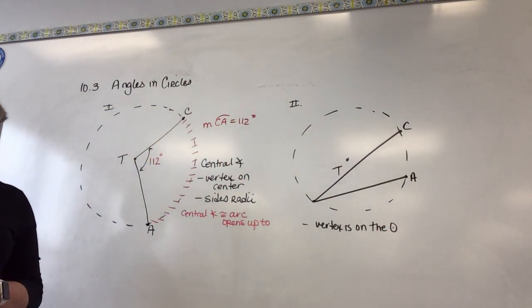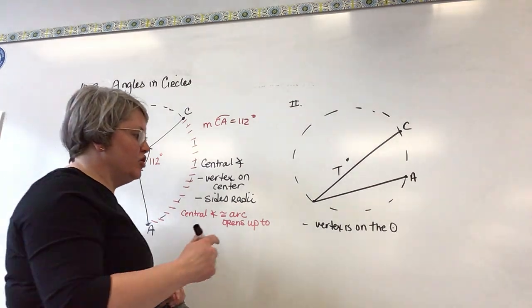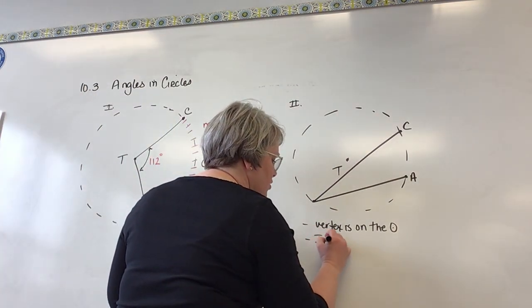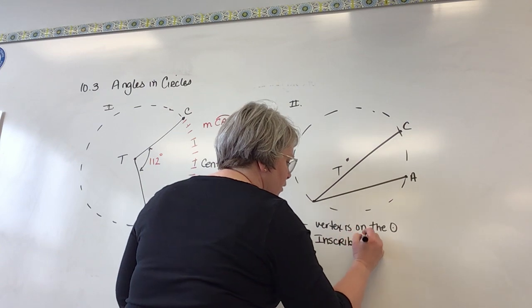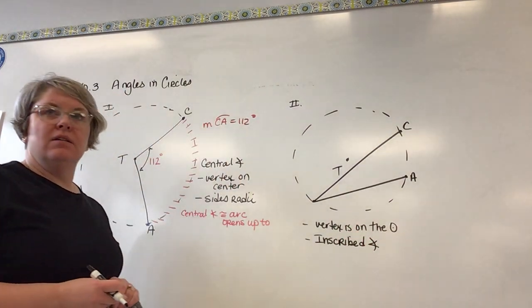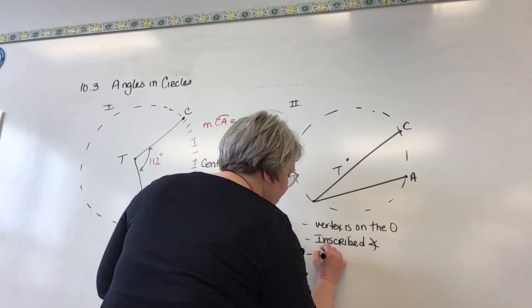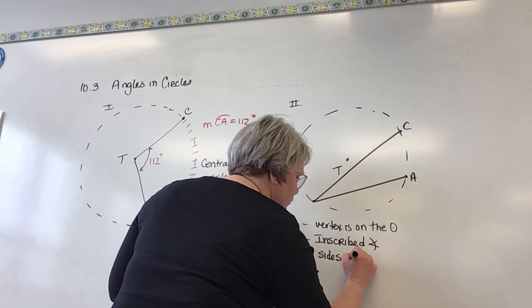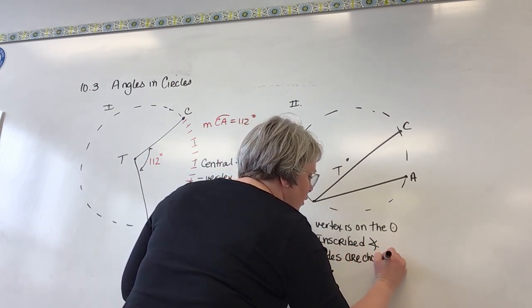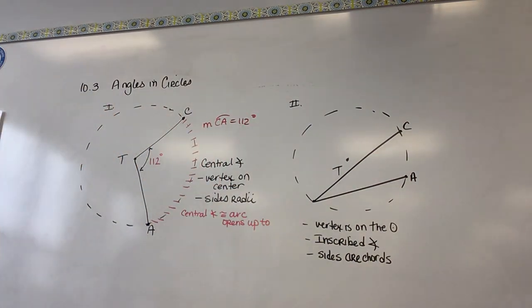So I have moved it. His name changes. He is now an inscribed angle, inscribed angle, when the vertex is on the circle. Who are his sides? They're not necessarily radii in this case. What would they be? Chords. Excellent. The sides are chords.